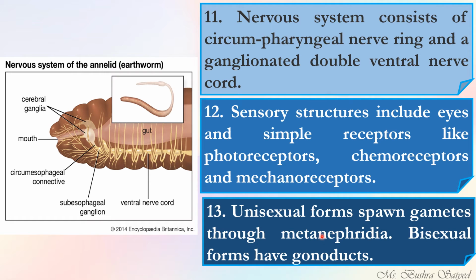It means that the male and female will be different. Bisexual forms also have gonoducts in them.